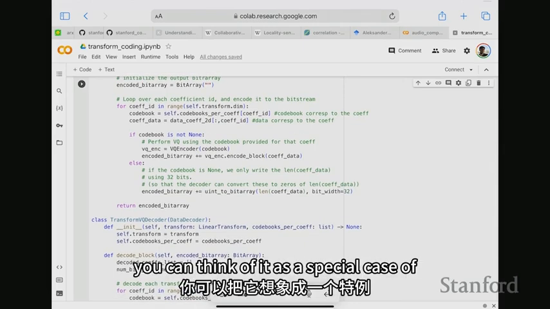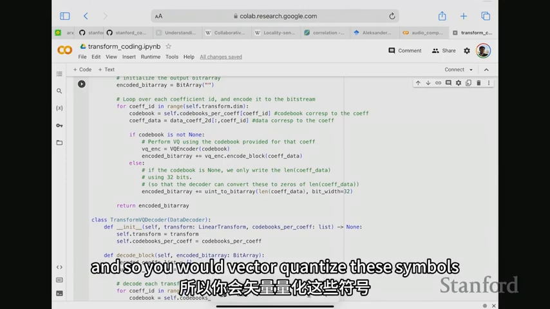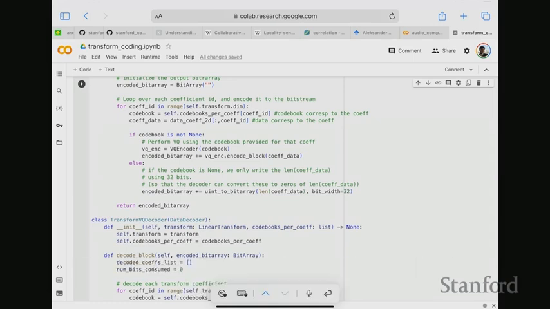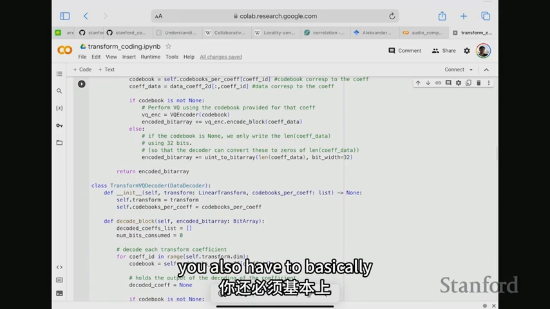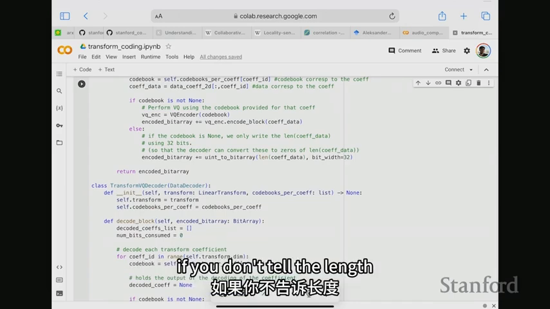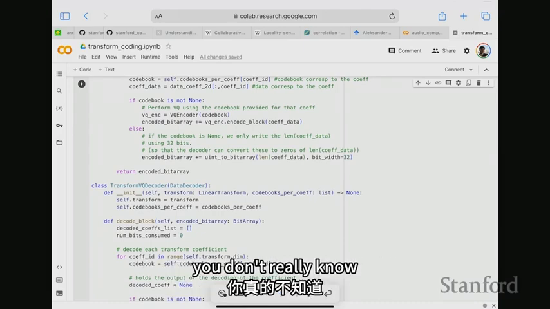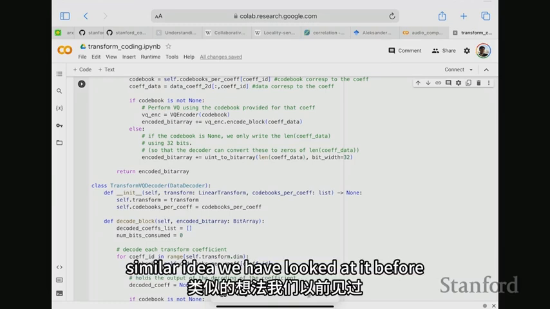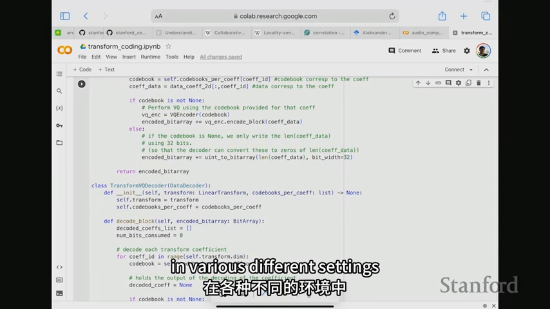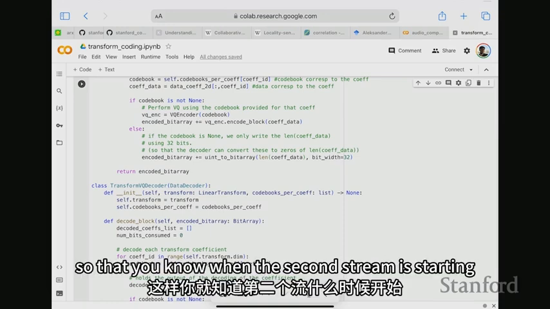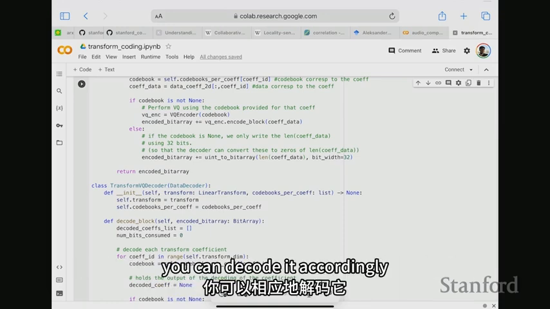Scalar, you can think of it as a special case of vector quantizer. So you would vector quantize these symbols, and that will finally give you some coded bit array. And then you also have to tell the length. Otherwise, if you have two streams and you don't tell the length, you can't concatenate them, and you don't really know when the second stream is starting. It's a similar idea to what we have looked at before in various different settings. So you also might want to encode the length of each stream so that you know when the second stream is starting, and you can decode it accordingly.